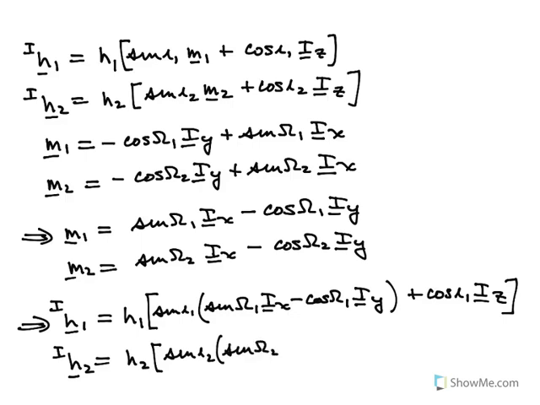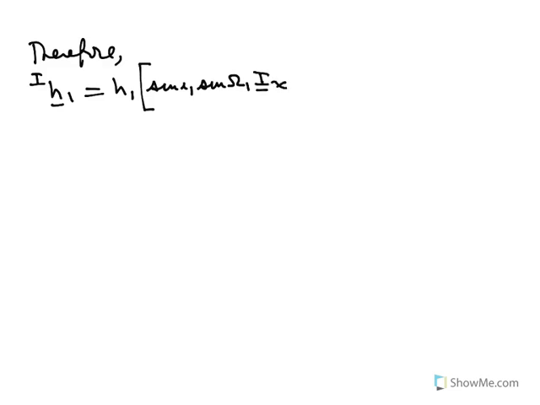And then H2 is equal to H2, which is its magnitude, times sine of I2 times sine of omega 2 times Ix minus the cosine of omega 2 times Iy, and then plus the cosine of I2 times Iz, which I can expand out, and I will get the following result. So therefore, H1 is equal to its magnitude times, if I expand this out, sine I1 sine omega 1 times Ix, and then minus sine I1 cosine omega 1 times Iy, and then plus cosine of I1 times Iz.